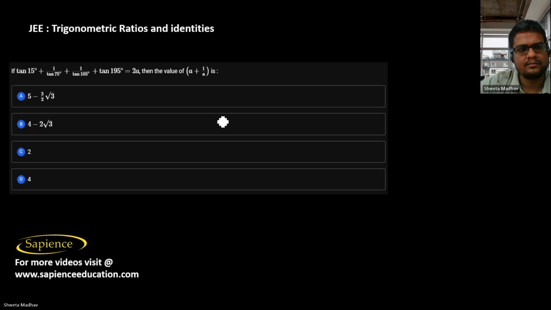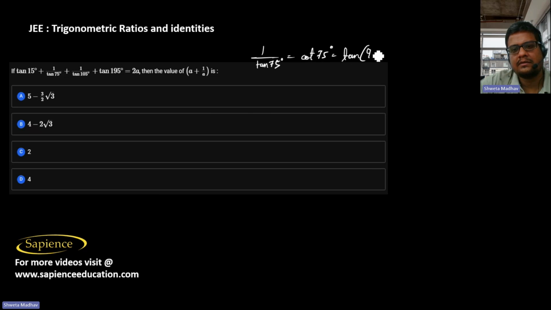Now this value is equal to 2a, then the value of a plus 1 by a is. Now we know that 1 by tan 75 I can write as cot 75. Now cot 75 I can write as tan (90 minus 75), that is equal to tan 15 degree. And similarly 1 by tan 105 degree can be written as cot 105 degree.